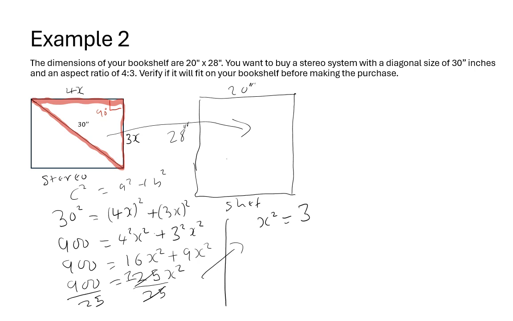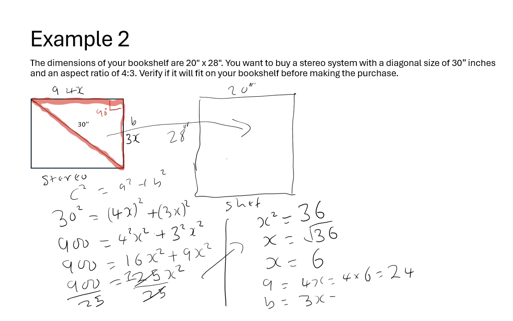which is 36. Then x is equal to the square root of 36. I did not put plus or minus because it is a length, so it cannot be negative. So x will be equal to 6. If x is 6, let's call this side A and this side B. Side A will be equal to 4x, which is 4 times 6, and this is 24. And side B will be equal to 3x, which is 3 times 6, and this is 18.